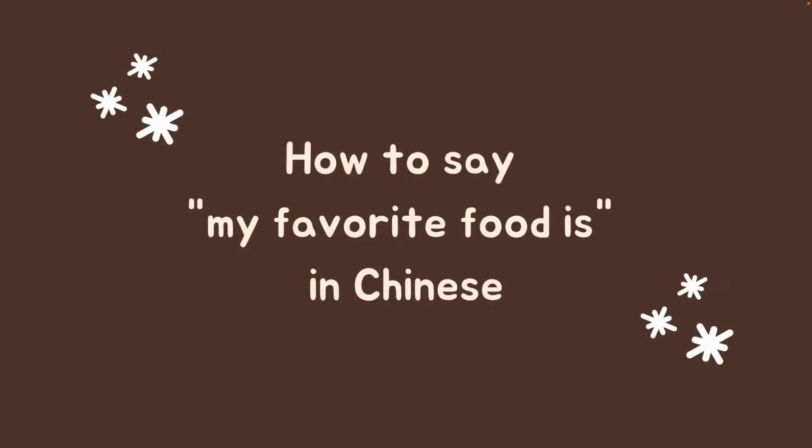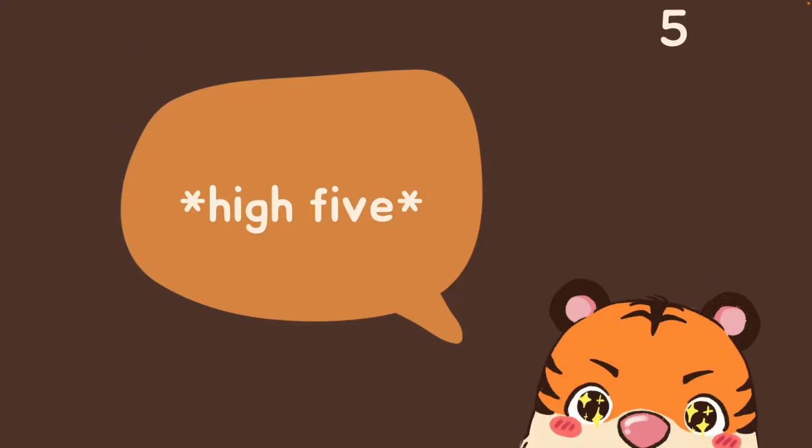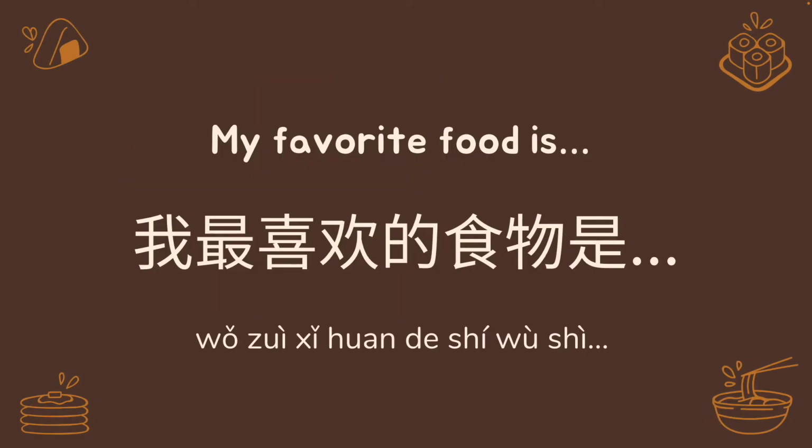Number 8. How to say my favorite food is in Chinese. High five! I like this question. This is indeed a very important phrase to know. My favorite food is 我最喜欢的食物是 and then the food that you like.